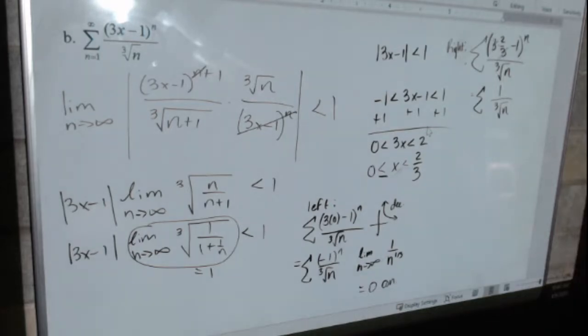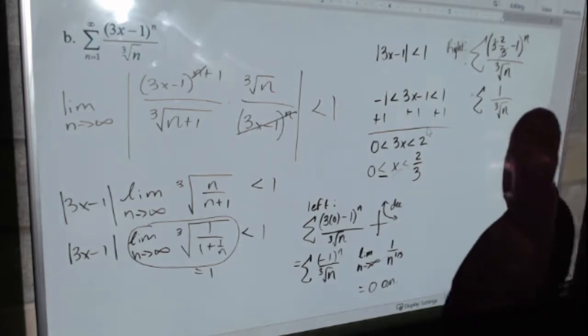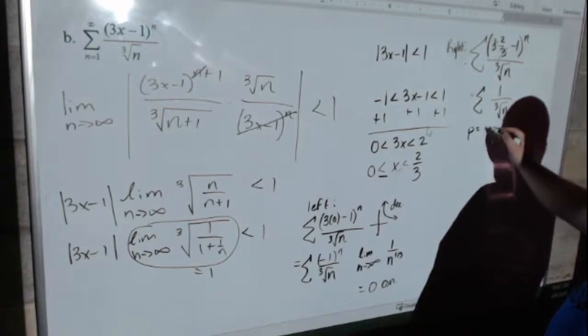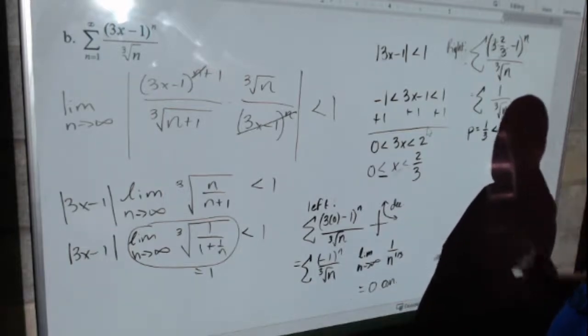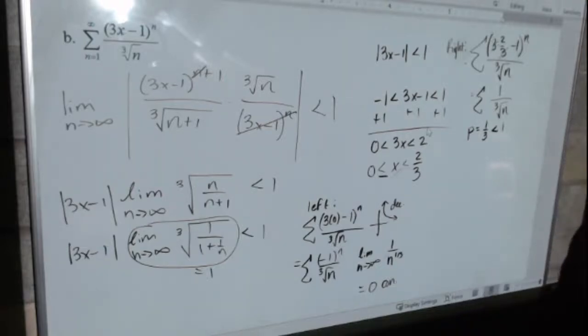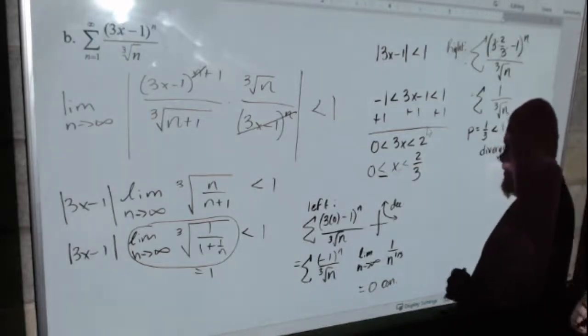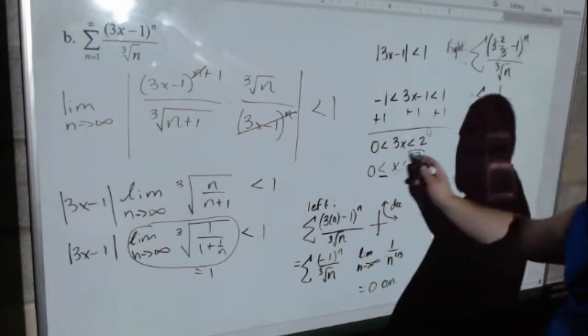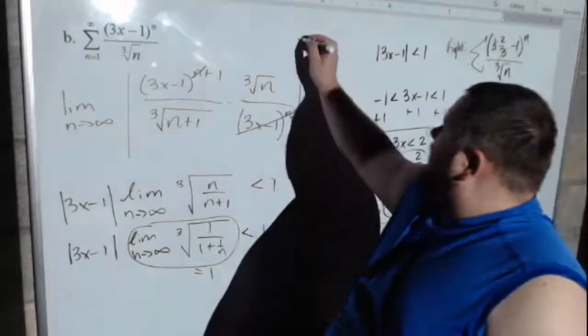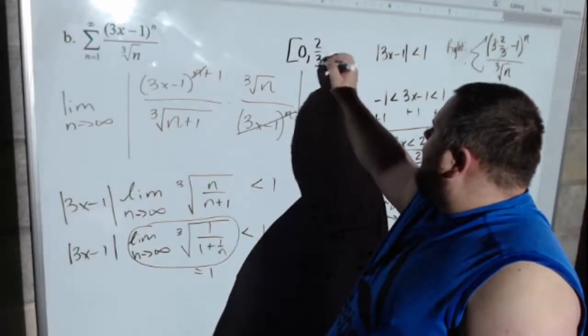Very good. That's a p-series. So in this case, p is 1/3. That is less than 1. What does that mean? Good, diverges. If that series diverges, it is not included. So I'm done. My interval of convergence is 0 to 2/3.